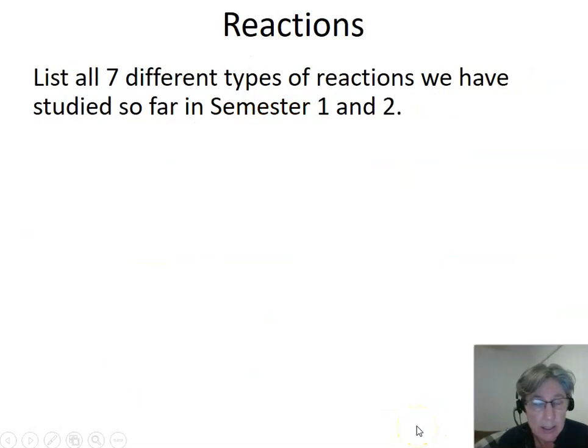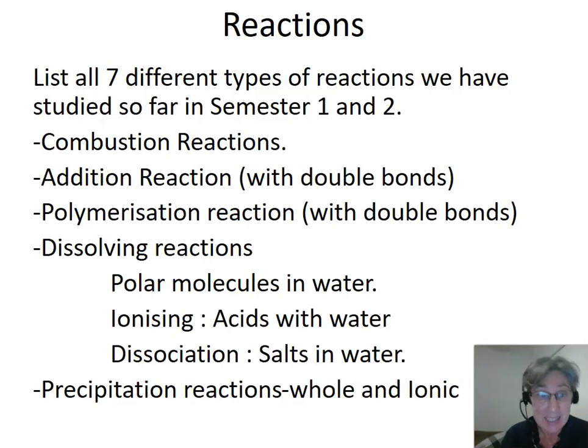So pause it again. You're going to have to be quick because I want to get through this. If you want to pause it and have a think: 7 types of reactions that we've looked at so far. The other class forgot all about the dissolving reactions. So combustion, addition with double bonds. Polymerization we didn't do an awful lot of. We did it fairly quickly, making plastics, with lots of double bonds, one after another.